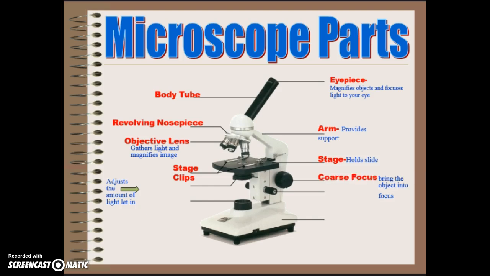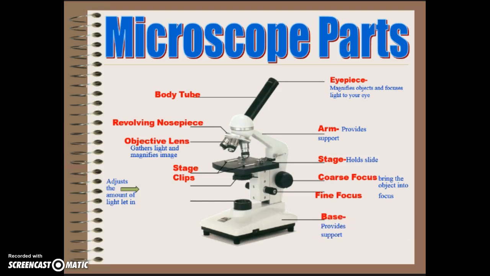Moving on down, the large knob on the microscope is called the coarse focus knob. To make the image of what you're looking at clearer, in the beginning you use the coarse focus knob. After you have focused the image that you are looking at, then you use the fine focus knob, which is the smaller knob. The coarse focus and fine focus knobs on our microscopes look slightly different.